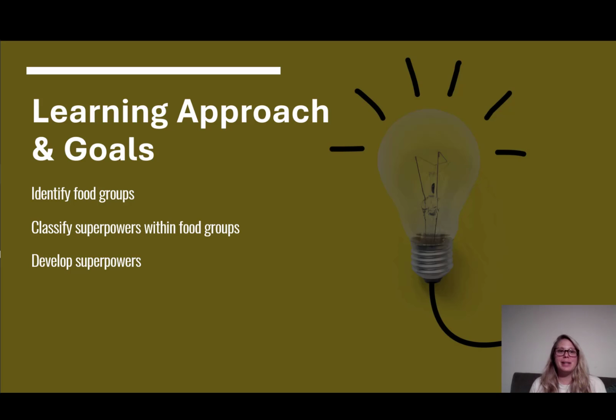Learning approach and goals. So identifying the food groups is number one. I went with the typical six food groups, classifying the superpowers within the food groups. So thinking of super speed, you're going to need a lot of energy for that. What kind of food group item gives you a lot of energy? Things like that. So identify the food groups, classify those superpowers with the food groups, and then develop the superpowers.